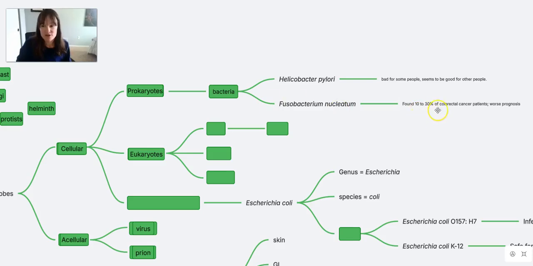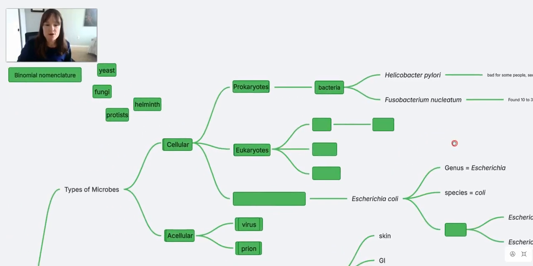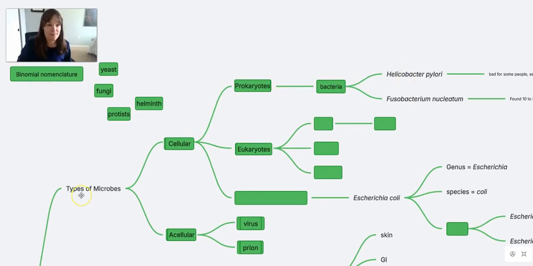Fusobacterium is found in 10 to 30% of colorectal cancer patients, and it gives them a worse prognosis. And actually, colorectal cancer is one of the leading causes of death from cancer in the United States. So I put that in there as well, due to the importance in medicine. So let's walk this concept map back to understand how these key terms all fit together. So Helicobacter is a type of bacterium that is a prokaryotic cellular type of microbe.